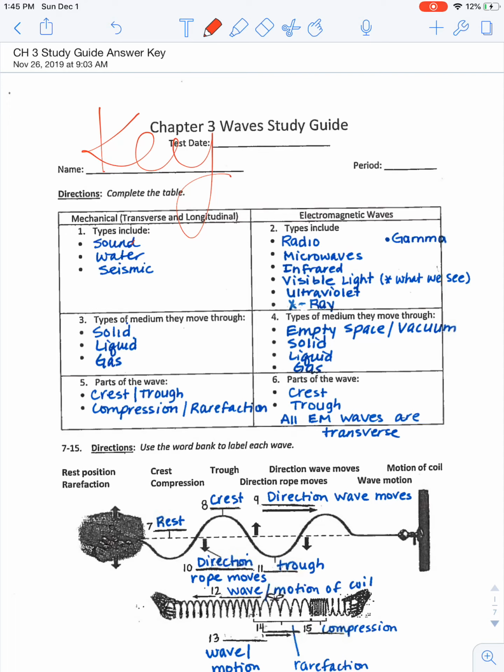Mechanical waves can go through solids, liquids, and gases. They have to have a medium, whereas electromagnetic waves can go through solids, liquids, and gases, but they can also travel through empty space or a vacuum.